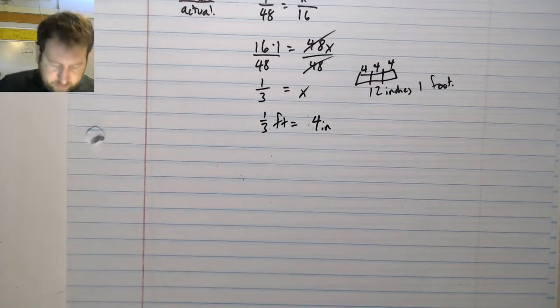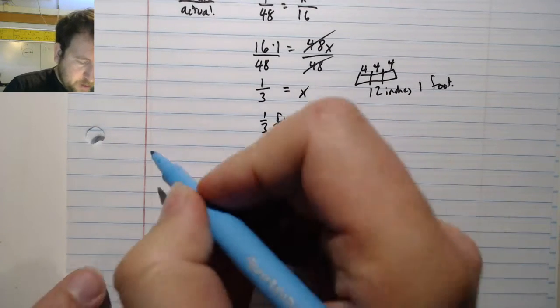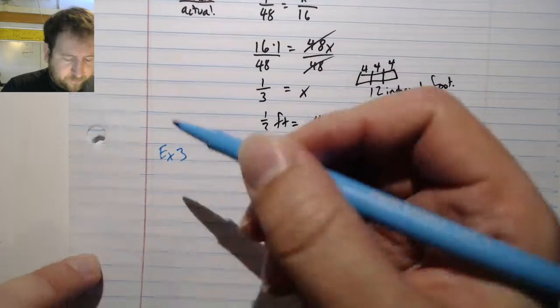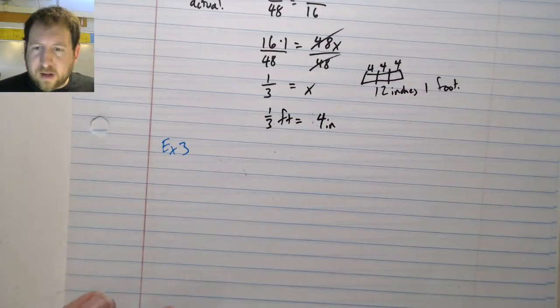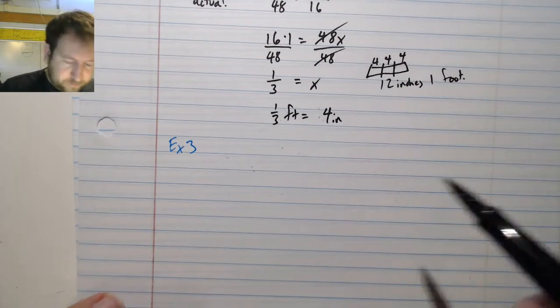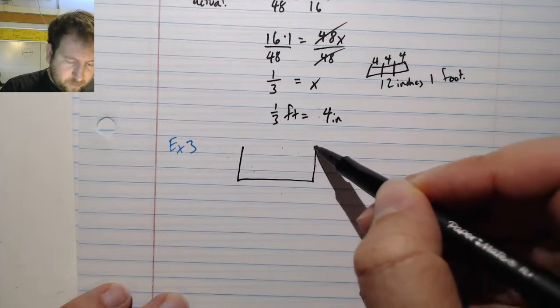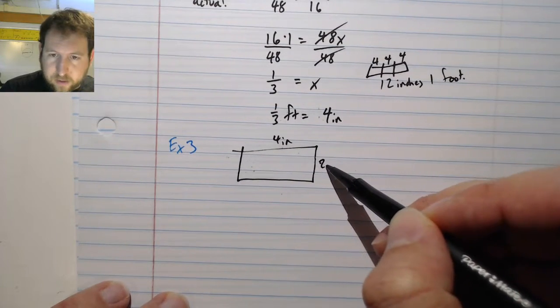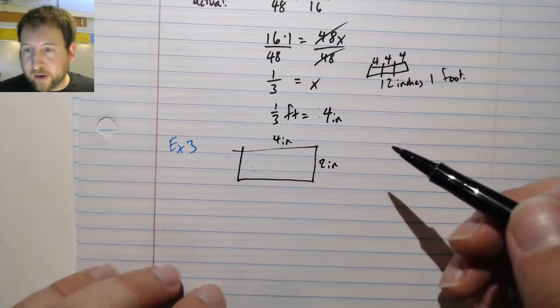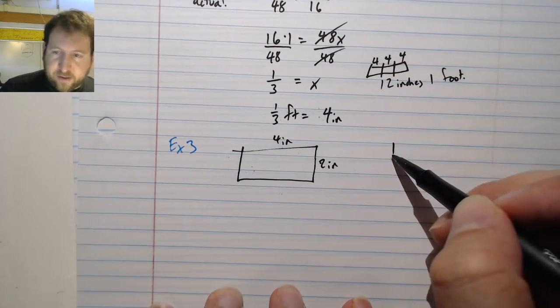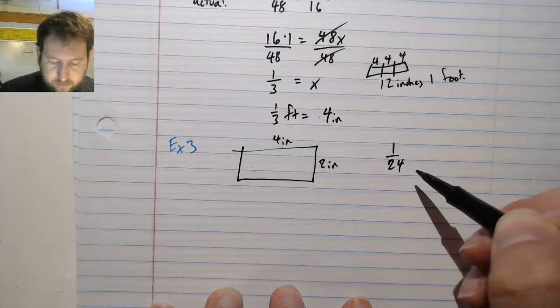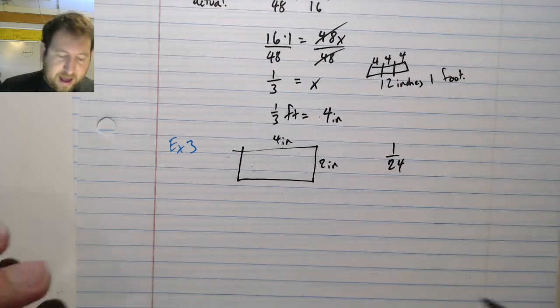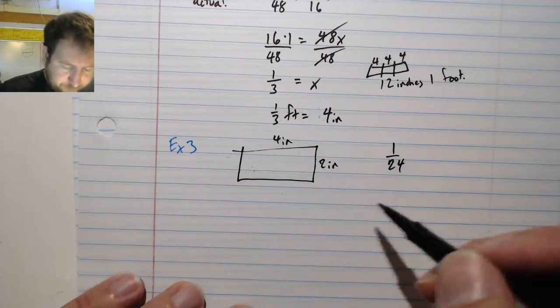Okay, we're going to, oops, almost dropped it. Example 3. This time, we're going to be looking at a carpet. Carpet is 4 inches by 2 inches. Oh no, this is our scale drawing, sorry. And the scale factor is 1 to 24. And what is the actual carpet, okay?